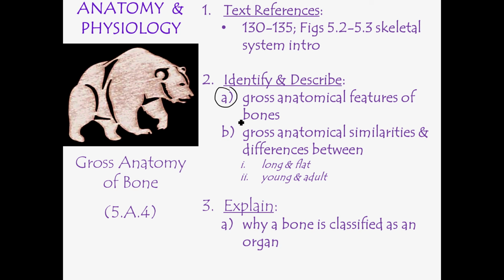Oh, here we'll just summarize what you should be able to do. There's gross anatomical features of the bones, and we sort of focused on the long bone there. But being able to compare and contrast a long and a flat bone, what is similar, what's different between them, and then a young bone and an adult bone. Right? And we didn't really talk about this, but you should be able to figure out why this bone is going to be classified as an organ.